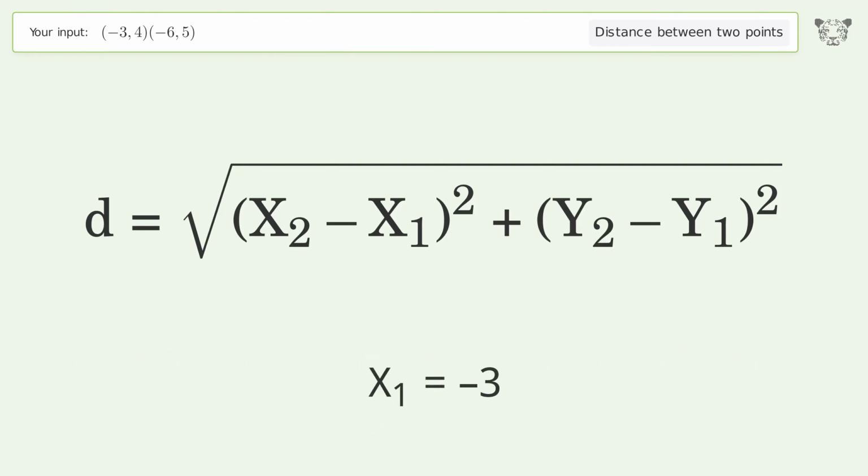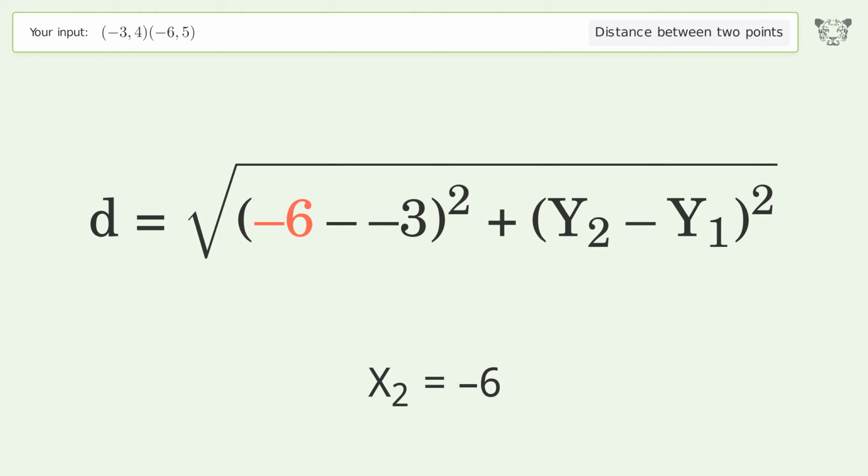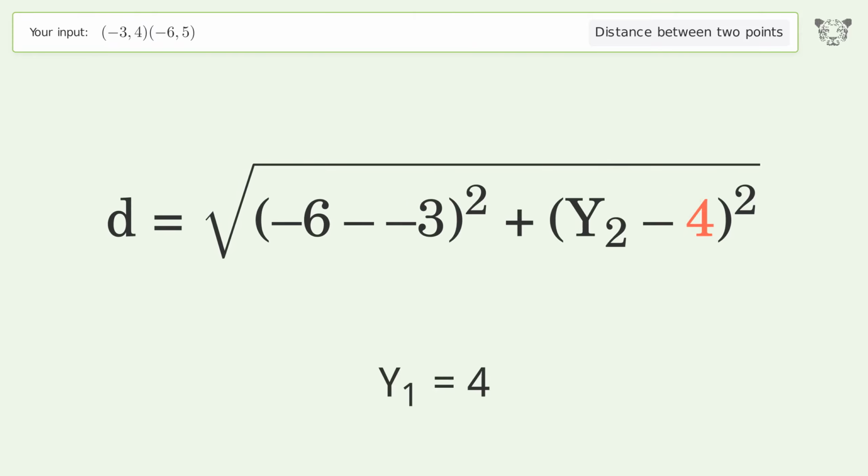x1 equals -3. x2 equals -6. y1 equals 4. y2 equals 5.